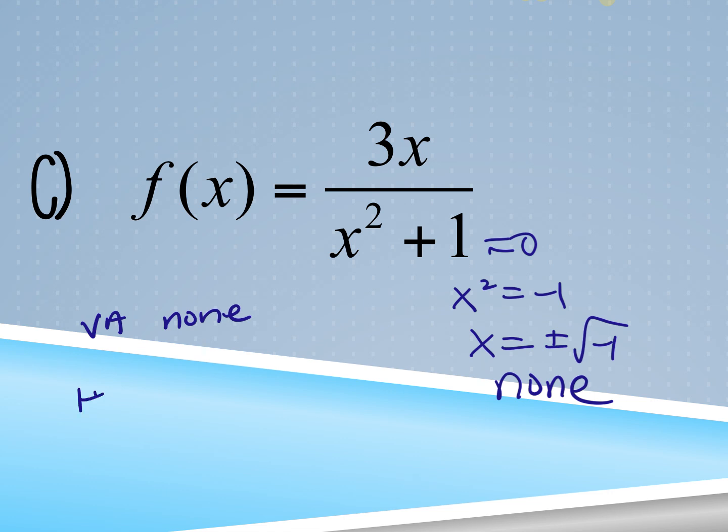How about horizontal asymptote? Highest exponent in the top is? Highest exponent in the bottom? 2. So top less than bottom again, y equals 0.